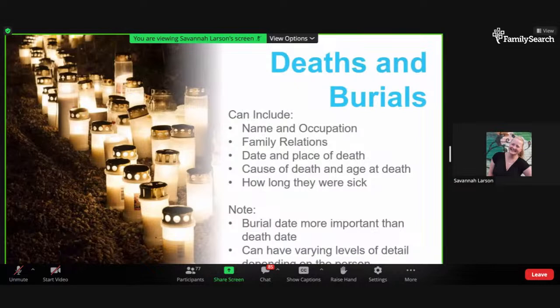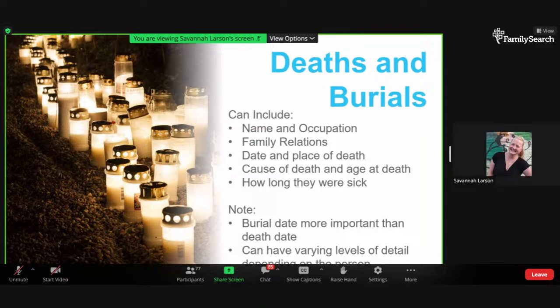Death records can include name and occupation, family relationships, the date and place of death, the cause of death, and age at death. It can also include how long they were sick. And if there's only one date, it will typically be the burial date and not the death date, because the burial was more important for the church.